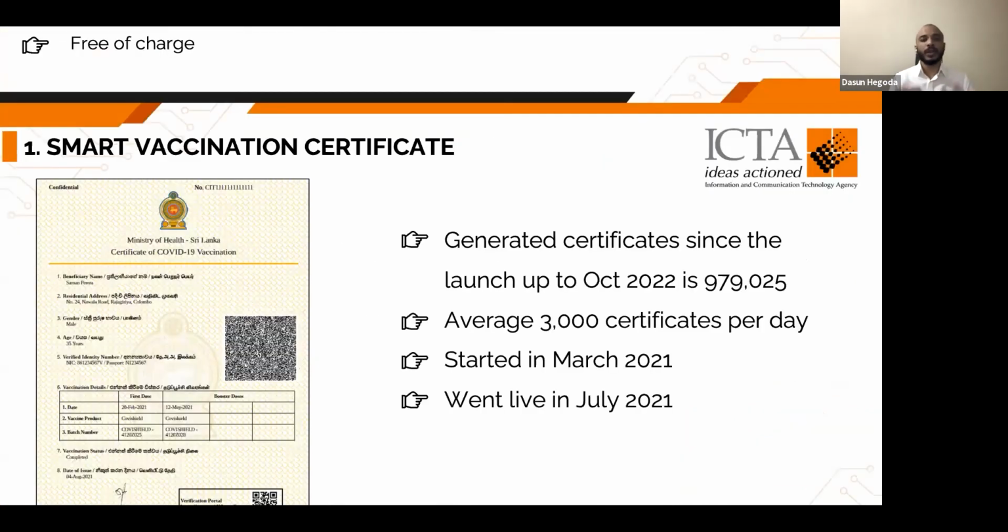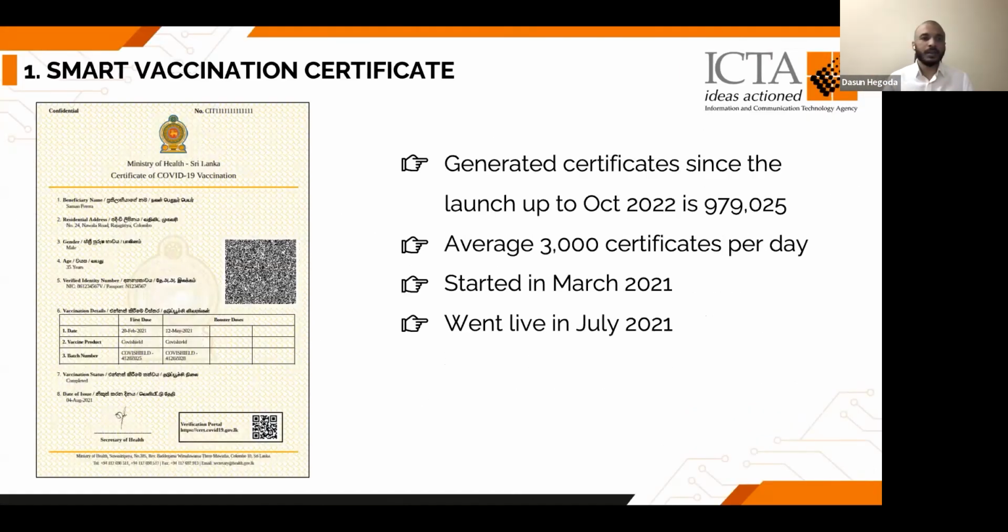On the left, you can see a sample of the certificate. The difference here is we support trilingual. Any given government service that is offered to a citizen has to be trilingual in Sri Lanka. You have the QR code also. The authenticity of the certificate is verifiable through the digitally signed QR code, and this certificate can be made available on any computing device.